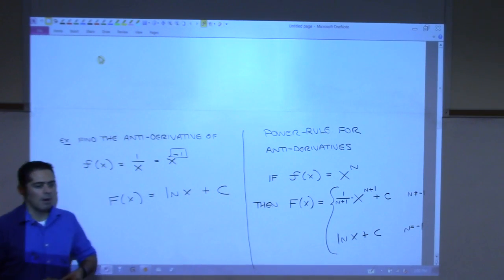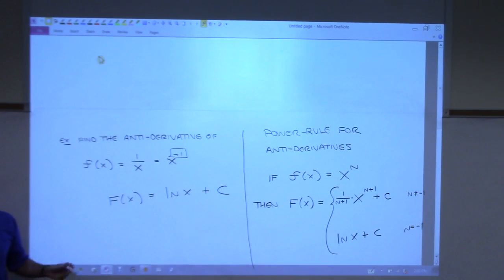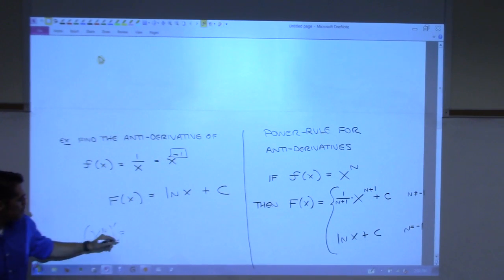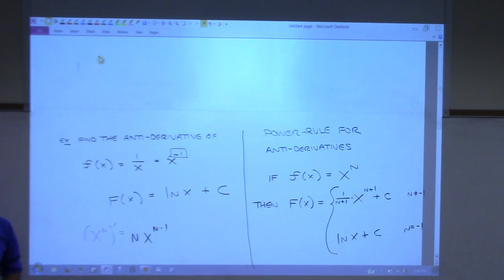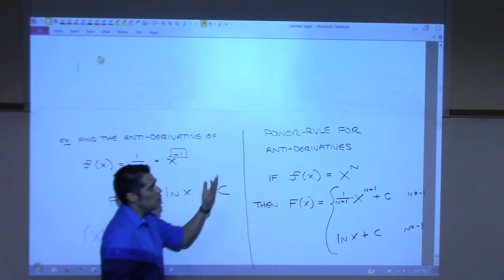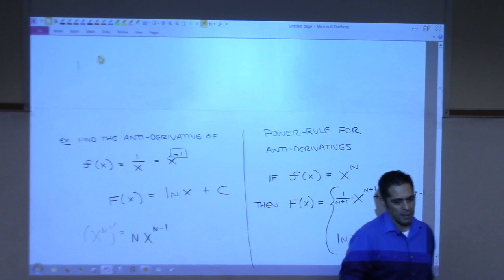All right? So you remember the power rule for derivatives was this one. But see, we're going the other direction here. So the n comes out, x to the n minus 1. Right, that's the power rule for derivatives. But now we're going backwards, so we have a new rule. It's for antiderivatives, and that's it right there.